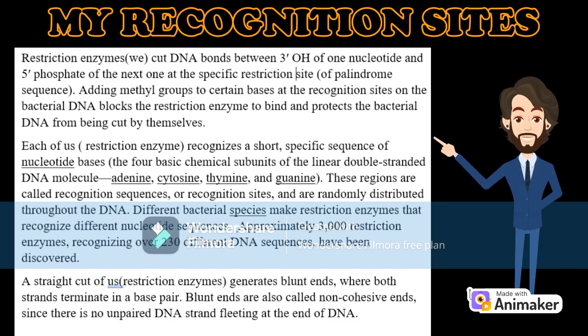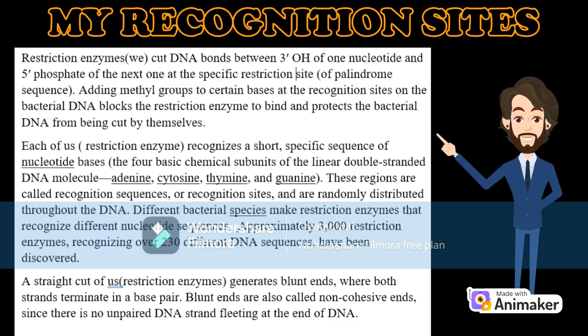Adding a methyl group to certain bases at the recognition sites on the bacterial DNA blocks the restriction enzymes from binding and protects the bacterial DNA from being cut by themselves. Each restriction enzyme recognizes a short specific sequence of nucleotide bases. These regions are called recognition sequences or recognition sites and are randomly distributed throughout the DNA. Different bacterial species make restriction enzymes that recognize different nucleotide sequences.